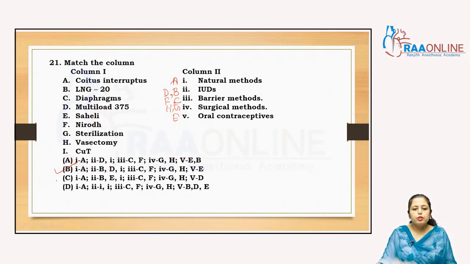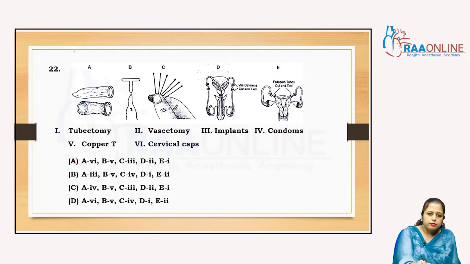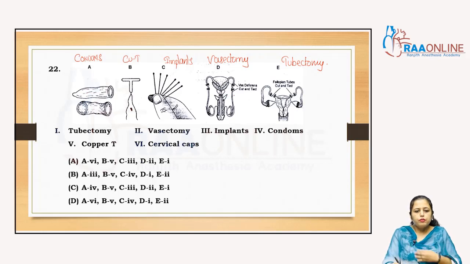Now come to the next, 22. These are the contraceptive devices: the condom, the male condom and the female condom, the copper T, implants, vasectomy, and tubectomy, the sterilization methods. Clear?